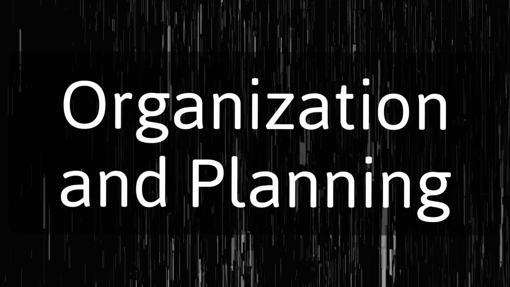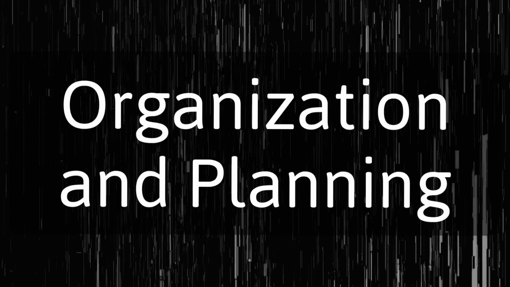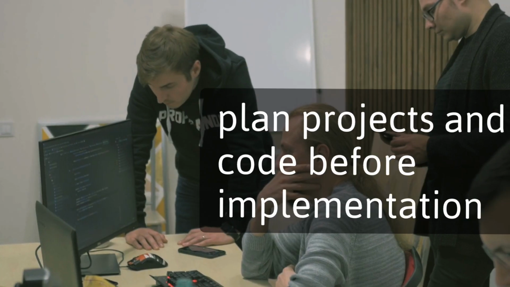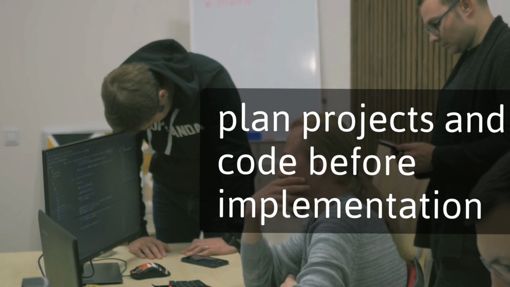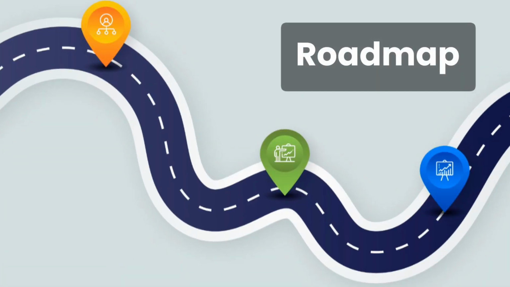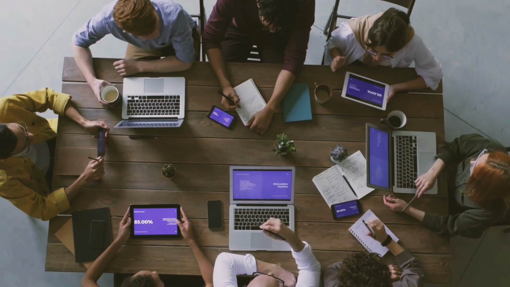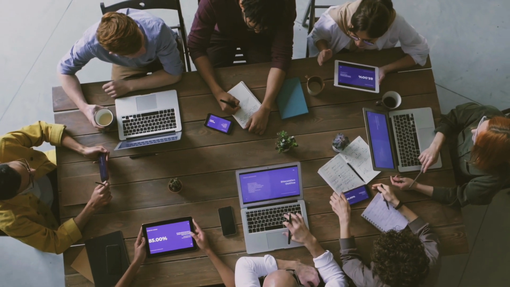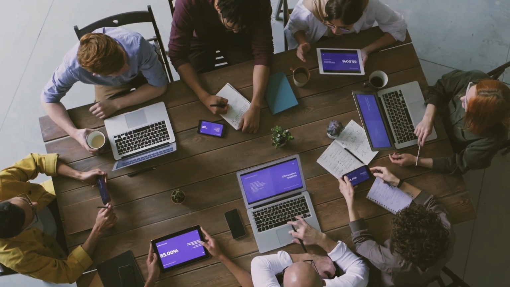Fourth, organization and planning. Good programmers plan their projects and code before diving into implementation. They break down tasks, create a clear roadmap, and establish a well-thought-out architecture before starting to write code. This approach minimizes the chances of getting lost in the development process and helps maintain a clear direction.